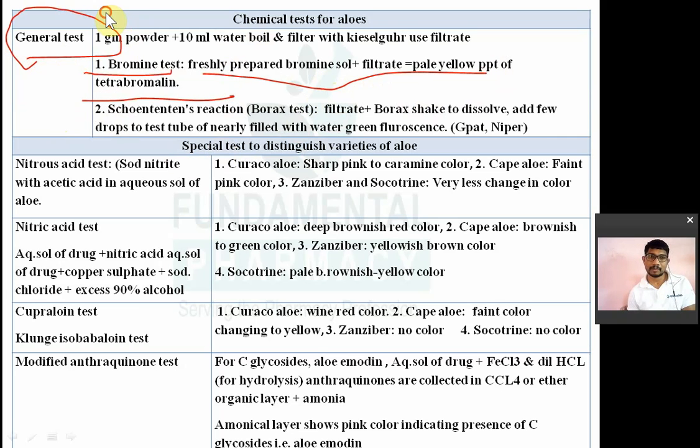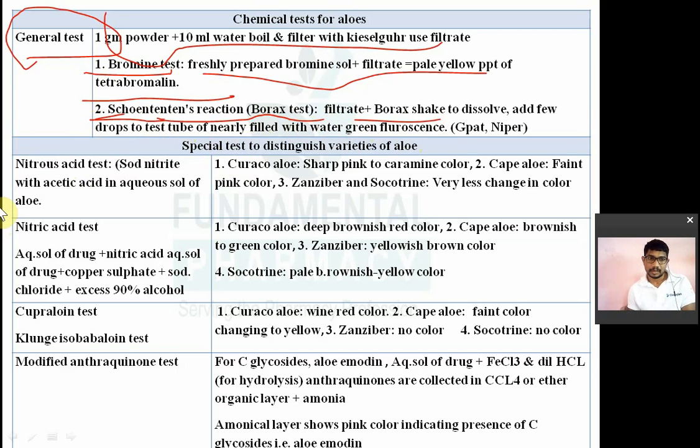You have to take 1 gram of aloe powder, take 10 ml of water, boil it, and filter it, using Kesselkar as the filtrate. Now that filtrate is treated with the freshly prepared bromine solution, you will get a pale yellow precipitate due to tetrabromaloin. Then again that filtrate is used for a second test, showing Tenth's reaction, or it is known as a borax test. So filtrate plus borax to dissolve, shake well, add a few drops of the solution into a new test tube in which there is water, so it will give green fluorescence.